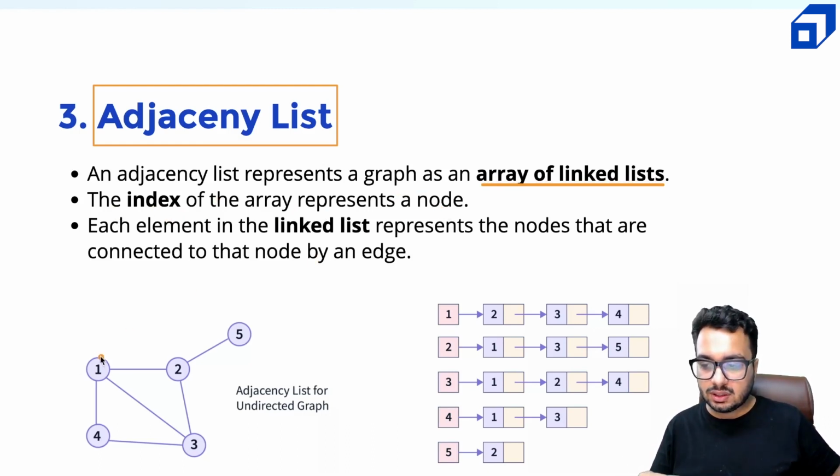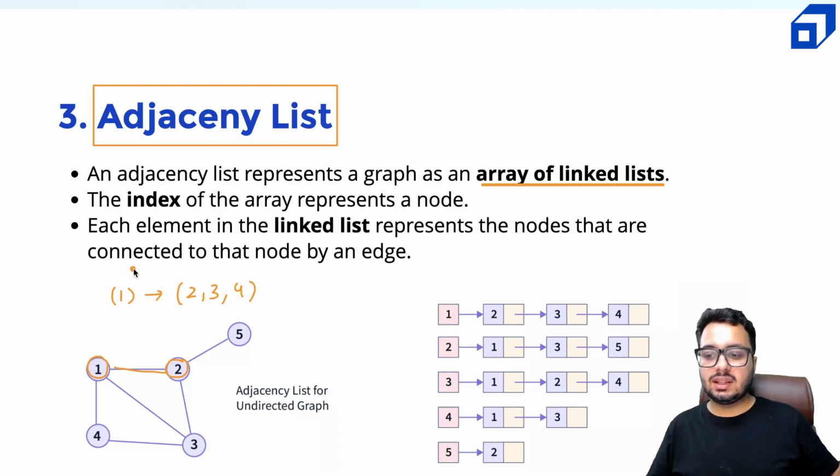Now suppose I have 1 to 2, there is an edge, right? So what I really want to do is that with node 1, I want to store all the neighbors of 1. So 1 is connected with 2, 1 is connected with 3, 1 is connected with 4, right? So basically there is a key value mapping. So key is 1, value is the list of nodes with which it is connected.